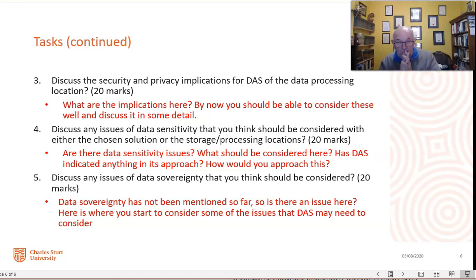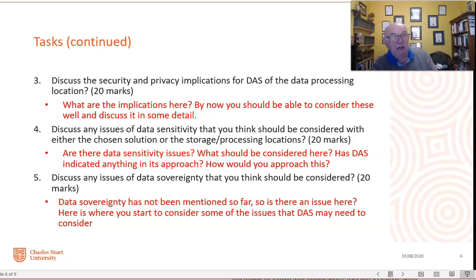Question 4 is to discuss any issues of data sensitivity that you think should be considered with the chosen solution and/or the storage and processing locations. So now you've got to consider, because this is a new question that hasn't arisen before, are there any data sensitivity issues? What is data sensitivity? What should be considered here?